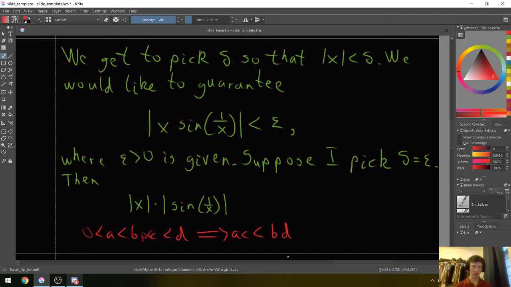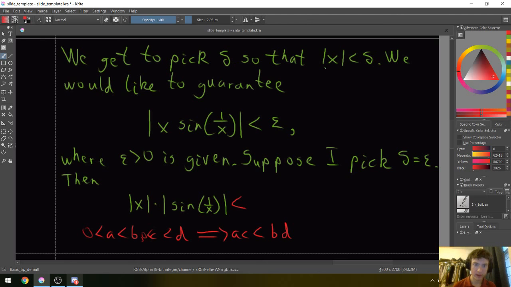I believe so. Okay, good. It's good to make sure every step is unassailable, though, right? So if A is smaller than B and C is smaller than D, the product AC should be smaller than the product BD. That's pretty intuitive. Okay. So let's see if we can bound this bad boy.